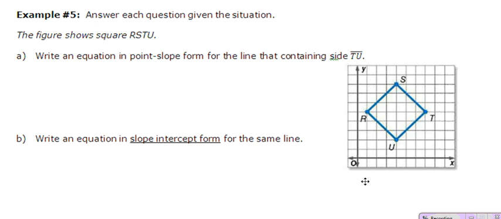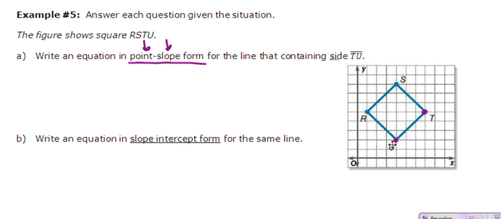All right, so next one. Here, we're given a square or a rhombus. It says, write an equation in point-slope form for the line containing side TU. So if you notice, it's asking for the equation in point-slope form. So in order to get this, I need a point and a slope. Well, notice the side TU. I've got two good points, right? The T and the U. I'm going to pick one of them.